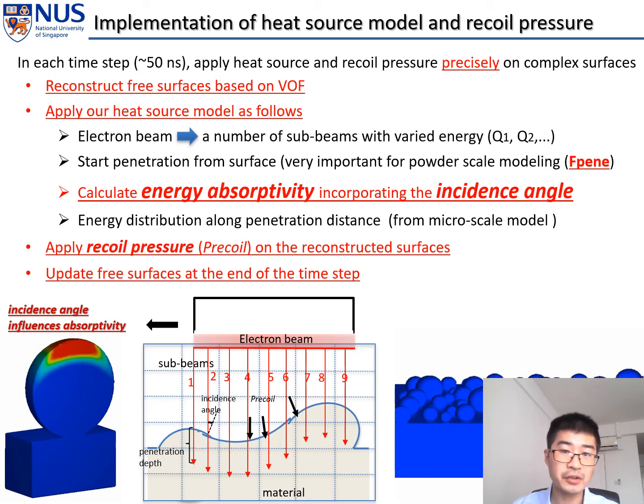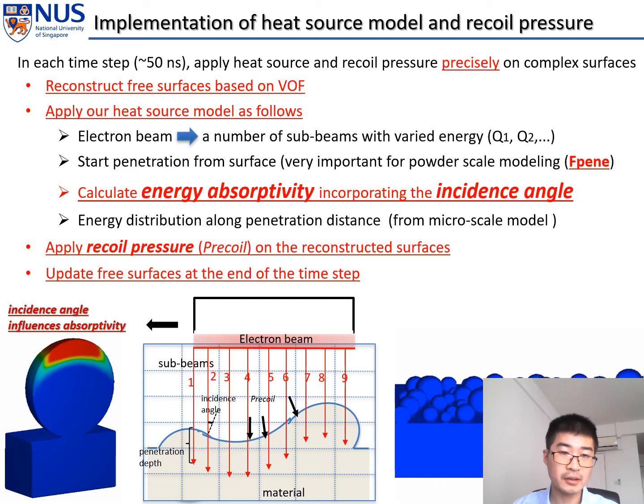So first we assume the energy is evenly distributed in the cross-section of the electron beam and impinged into a spherical powder particle. And you can see the similar results. The center of the powder particle gets melted first, and then the edges. This is because the incident angle in the center is 0, so the energy absorptivity is the highest. And to the edges, the incident angle becomes larger and larger, and the energy absorptivity becomes smaller and smaller. So that's why it gets melted later.